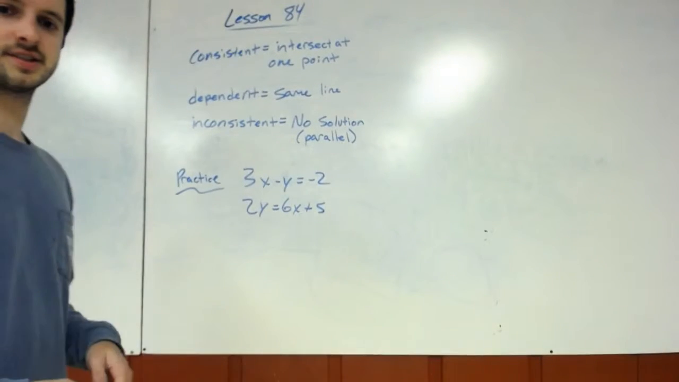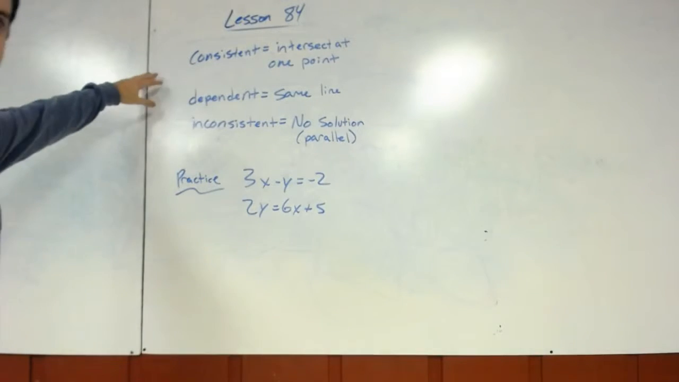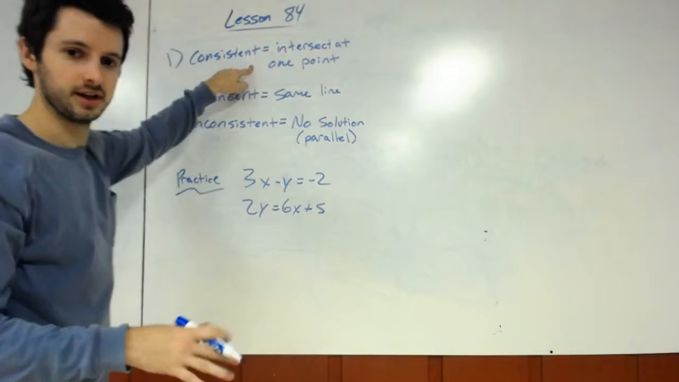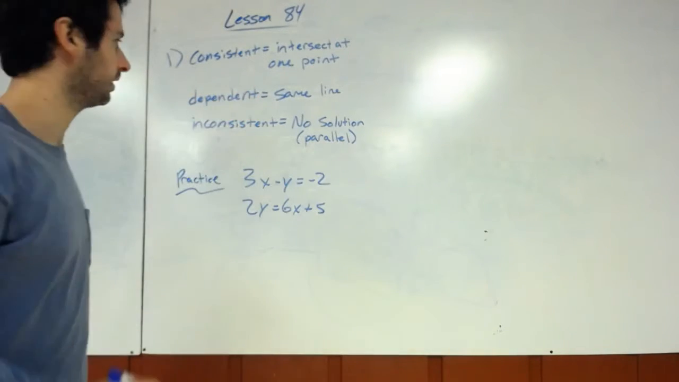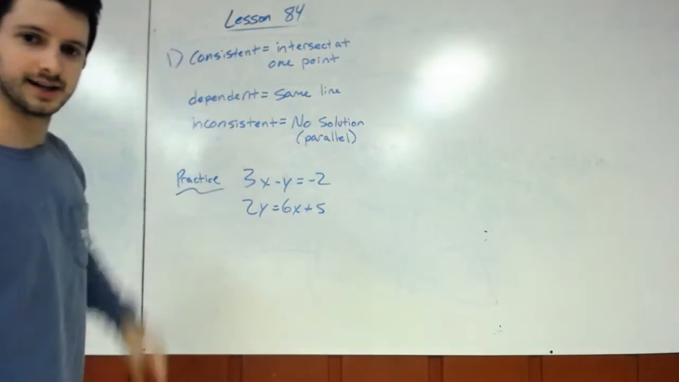In lesson 84, we're going to look at different types of systems. There's three different types. The first one is consistent. Now, this all makes sense. You've done all this before. It's just adding a term to it. Consistent equations are two lines that intersect at one point.